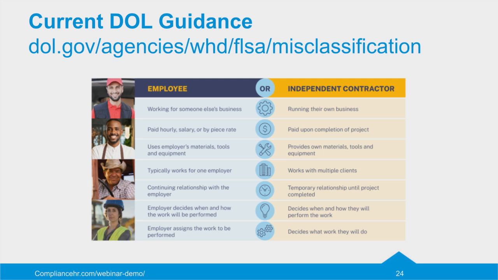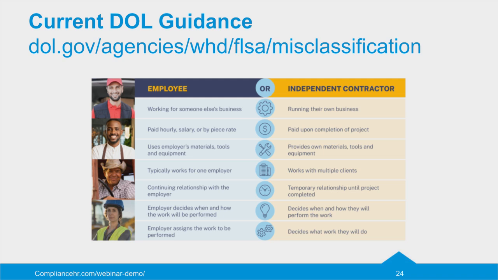But those are the regulations which the Texas court did find are in effect today. But equally important for you is the guidance currently on the DOL's, what they call their misclassification website. And the address is on your screen, dol.gov/agency/WHD/FLSA/misclassification. Now, at the top of the website is a nice chart comparing employees and independent contractors.